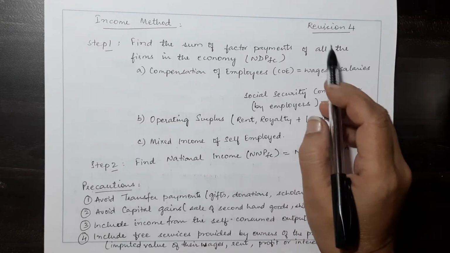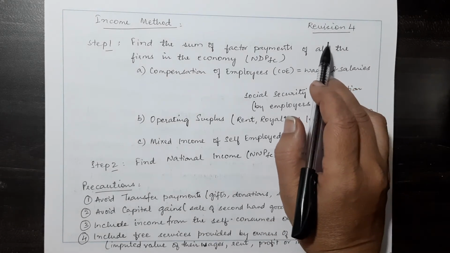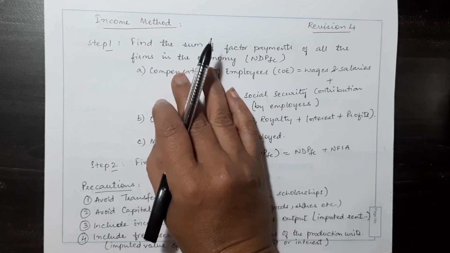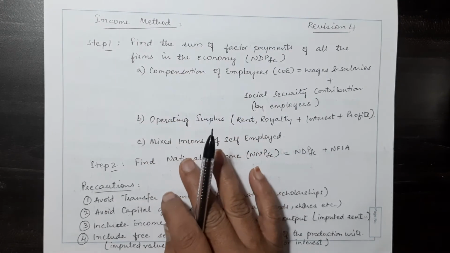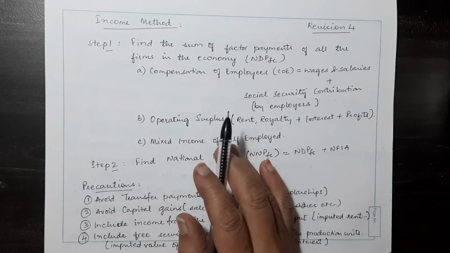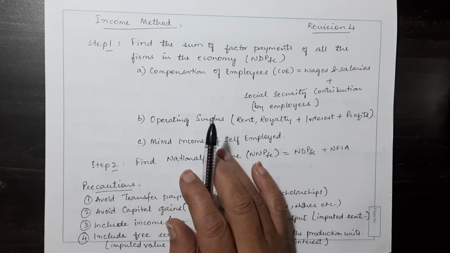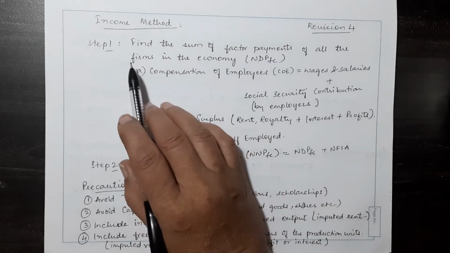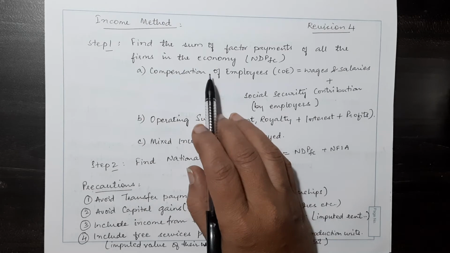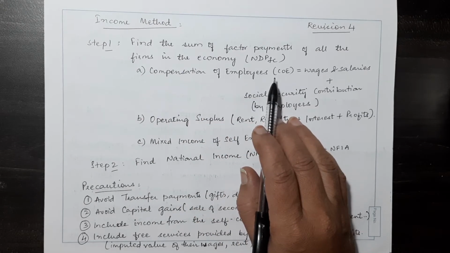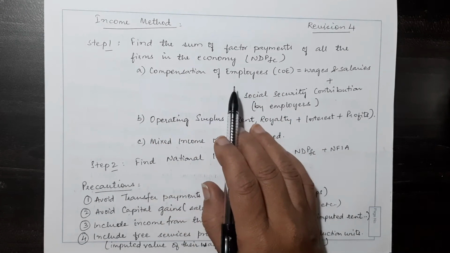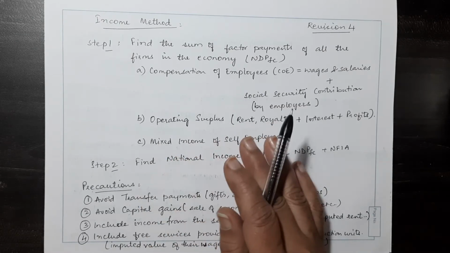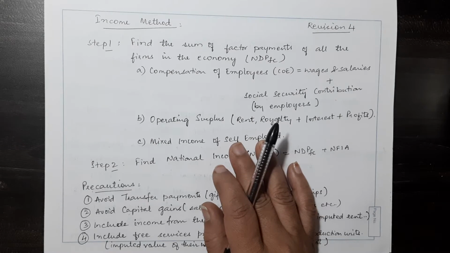In today's episode, revision 4, we will learn the income method of calculating national income. So let's first understand how this income is generated and distributed. Step 1, we need to find the sum of the factor payments of all the firms in the economy. We know firms make factor payments for the factor services that are provided by the households.